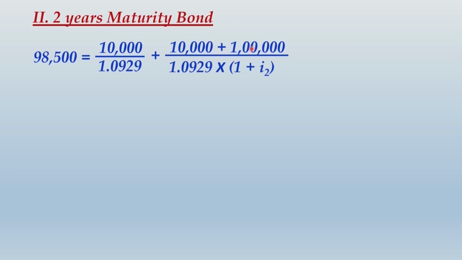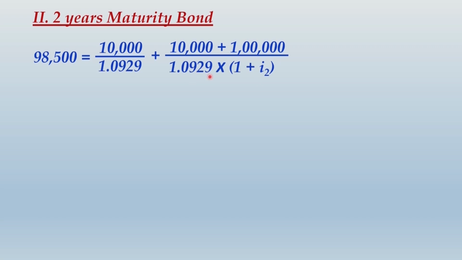So 10,000 plus 1 lakh would give you in total 1,10,000 of future cash flow after 2 years. Because it is cash flow after 2 years, you would discount it for 2 years. For that, what we generally do is 1 plus I whole square. But this time we have different rates. So the first year will be 1 plus I1 and second year will be 1 plus I2. So instead of taking 1 plus I whole square, we would take 1 plus I1 into 1 plus I2.